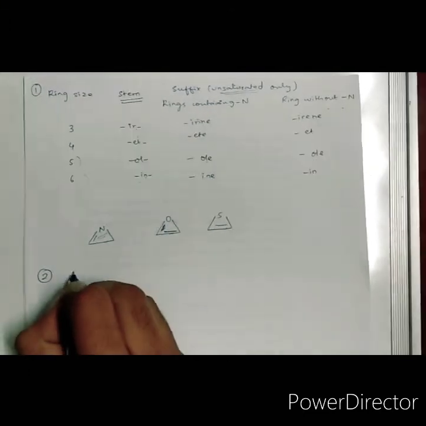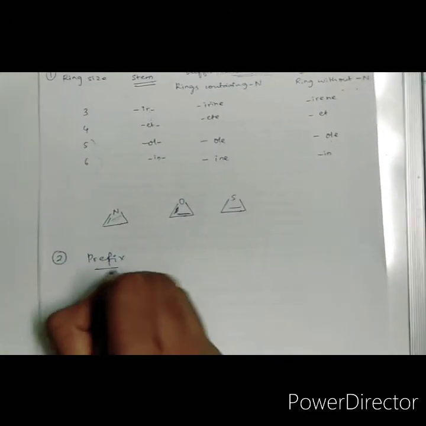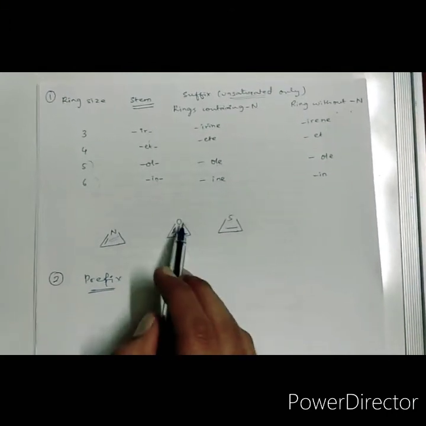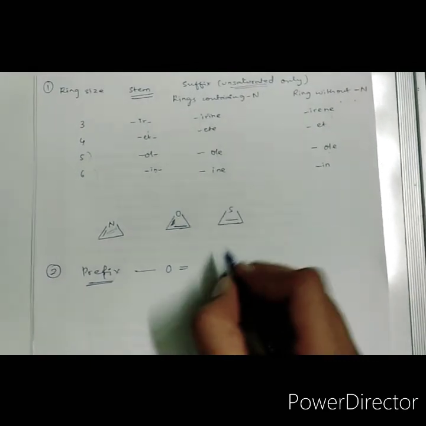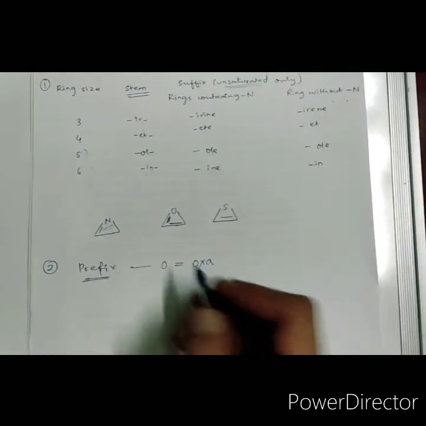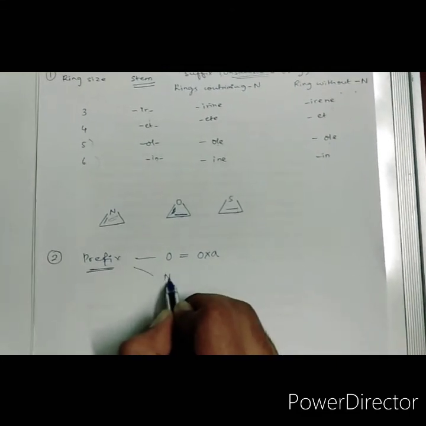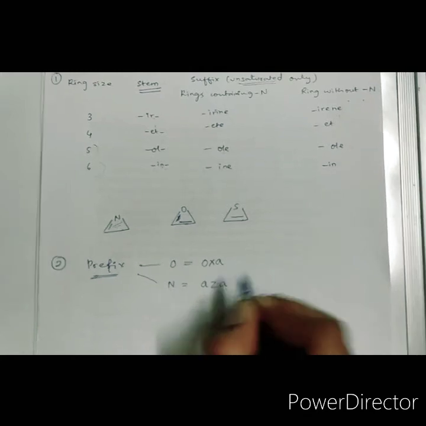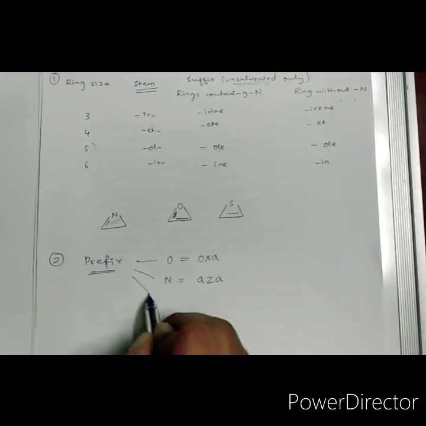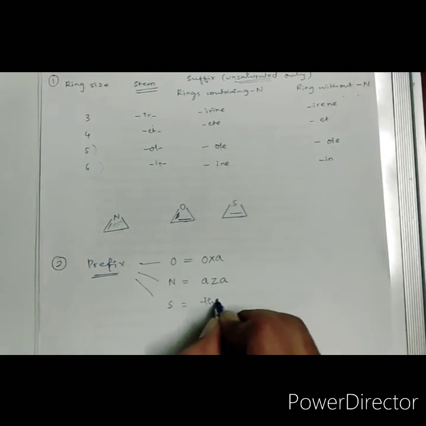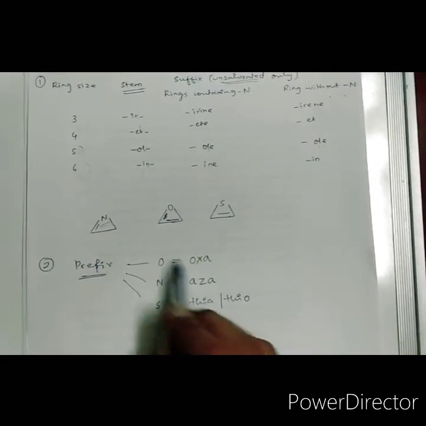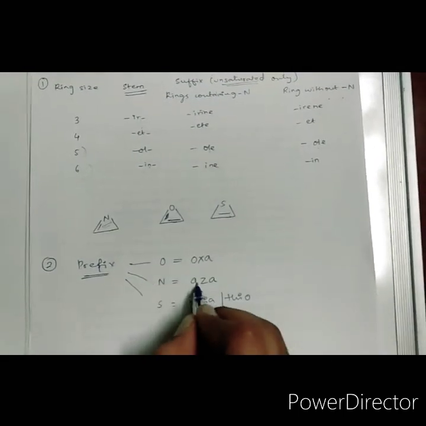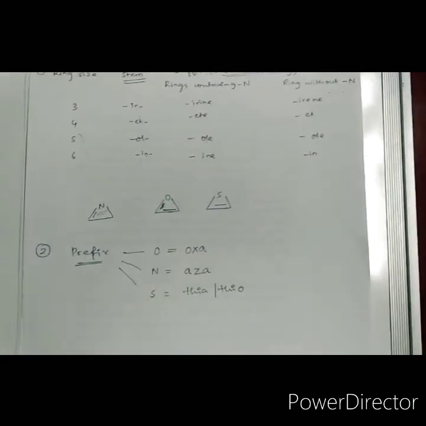The second rule is that it must contain some prefix also. These prefixes are based on the nature of the heteroatom present. For example, if oxygen is present, the prefix given is oxa. If nitrogen is present, it is given as aza. If sulfur is present, then the prefix given is thia or thio.